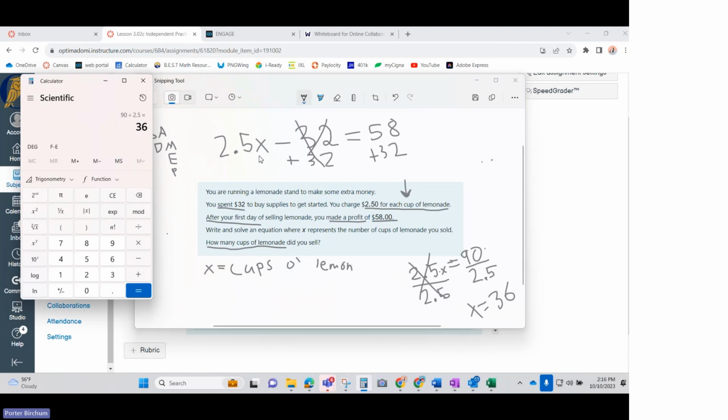Like, does that make sense? Like 36 cups of lemonade. That sounds like a reasonable amount of lemonade to sell. So let me do 36 times 2.5. So I made that much money on cups of lemonade, but I spent $32. Okay, that story makes sense to me. Let's type our answer in.